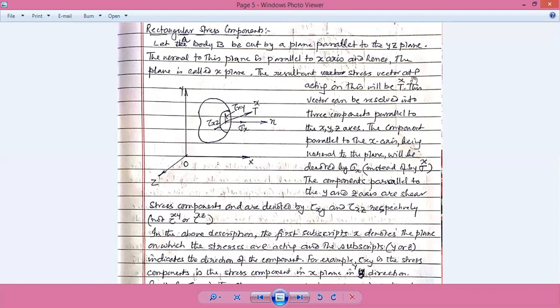The resultant stress vector at P acting here, T, on this plane will be Tx. Thus, this plane is defined as the x plane. The normal to this plane is parallel to the x-axis, and thus the plane is called the x plane.